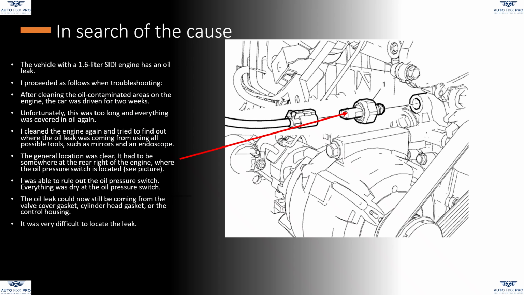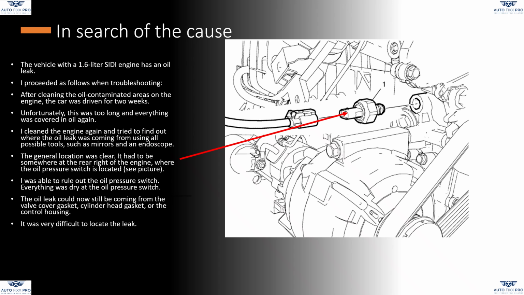The general location was clear. It had to be somewhere at the rear right of the engine, where the oil pressure switch is located. See picture. I was able to rule out the oil pressure switch. Everything was dry at the oil pressure switch. The oil leak could now still be coming from the valve cover gasket, cylinder head gasket, or the control housing.